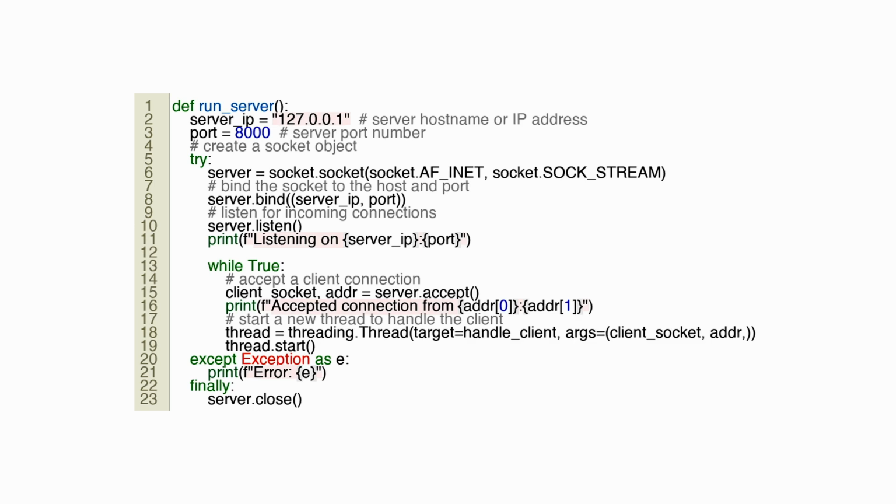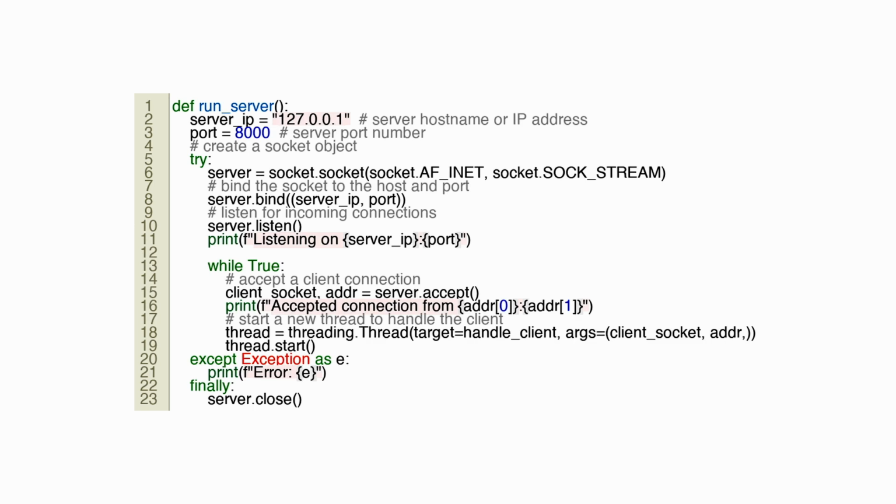Each time a connection is accepted, a new thread is created using the thread constructor. This thread will run the handle client function, which we will define later, and will pass the client socket and address as arguments. The address tuple contains the connected client's IP address and port. Once the thread is created, it is started to begin execution.